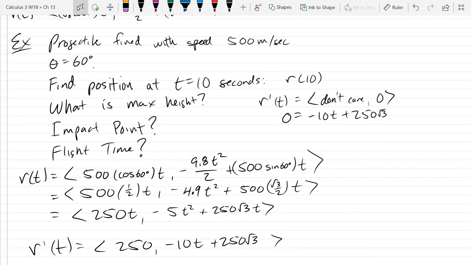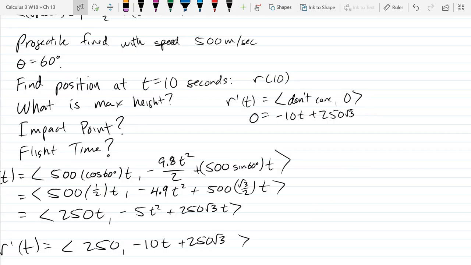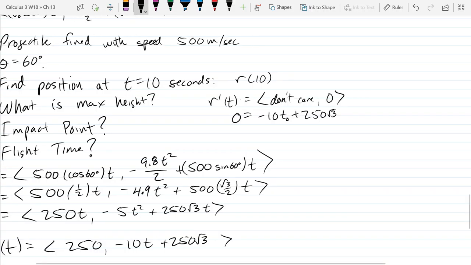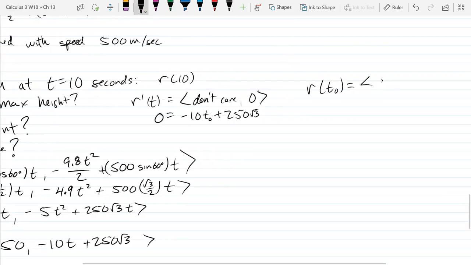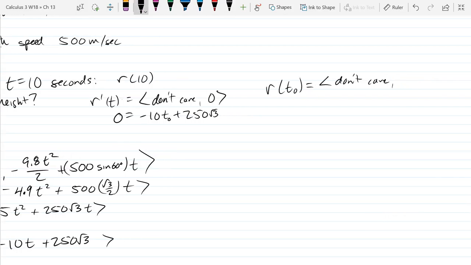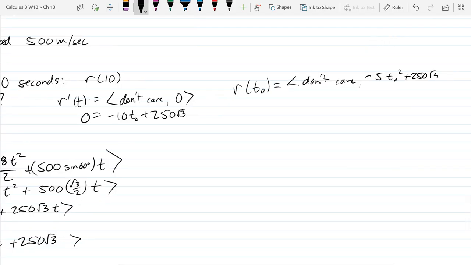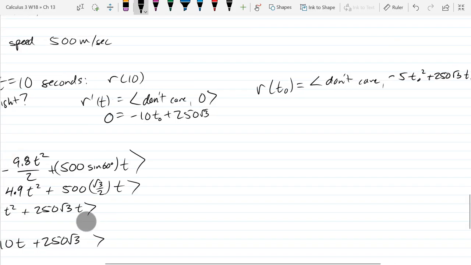Impact point. Oh, wait, still didn't get the max height. This is the time of the max height. So let's call it t0. And now our max height will be, we'll write r of this t0 value. And again, don't care about the x coordinate, and the y coordinate is super important. Negative 5 t naught squared plus 250 square root 3 t naught. So that's our height.